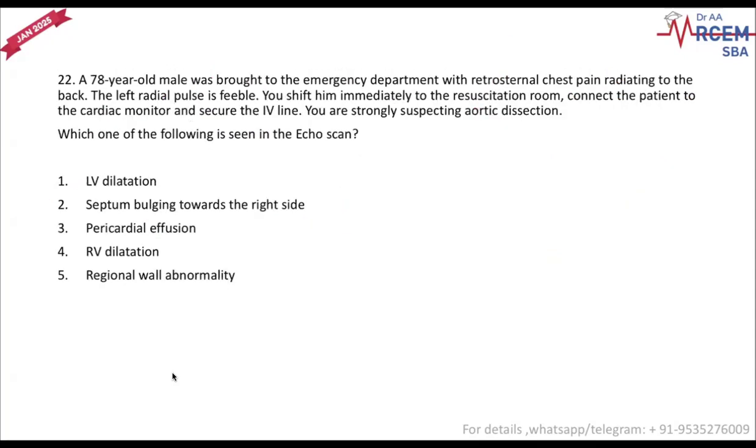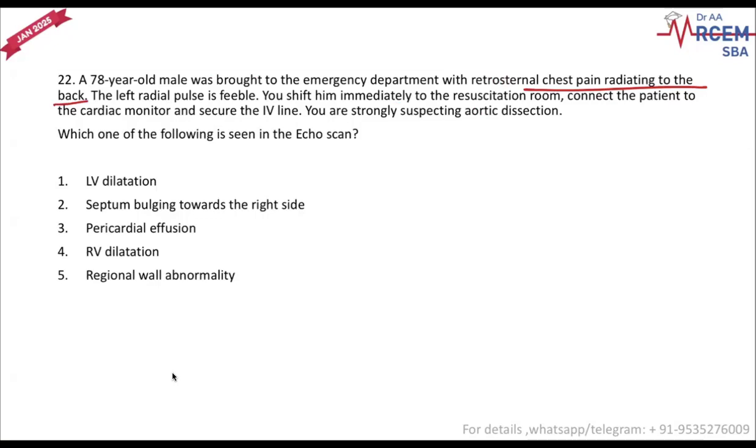A 78 year old male was brought to the ED with retrosternal chest pain radiating to the back. Here itself, I'm suspecting an aortic dissection. The left radial pulse is feeble. You shift this patient immediately to the resuscitation room, connect the patient to the cardiac monitor and secure the IV line. You are strongly suspecting aortic dissection.